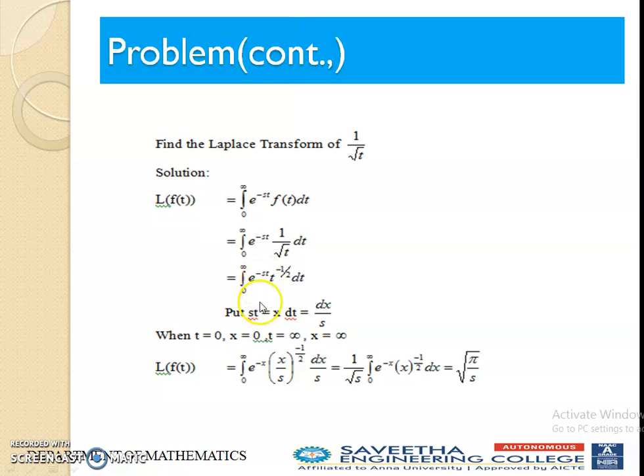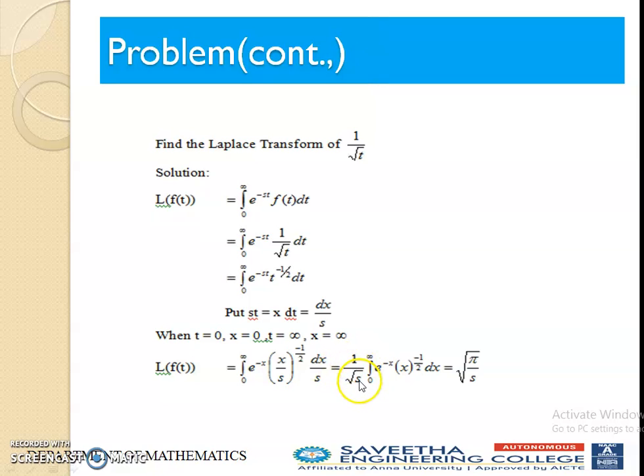So first we replace st. Take st equal to x, then differentiate with respect to t and x on both sides. So dt equal to dx by s. This s comes from cross multiplying. Next we can find the limits also. If t equal to 0, then x equal to 0. T equal to infinity means x equal to infinity. So write the formula as it is. Then replace st with x. Then what is t here? X by s, whole power minus 1 by 2. Then dx by s. So next we can integrate with respect to x here.